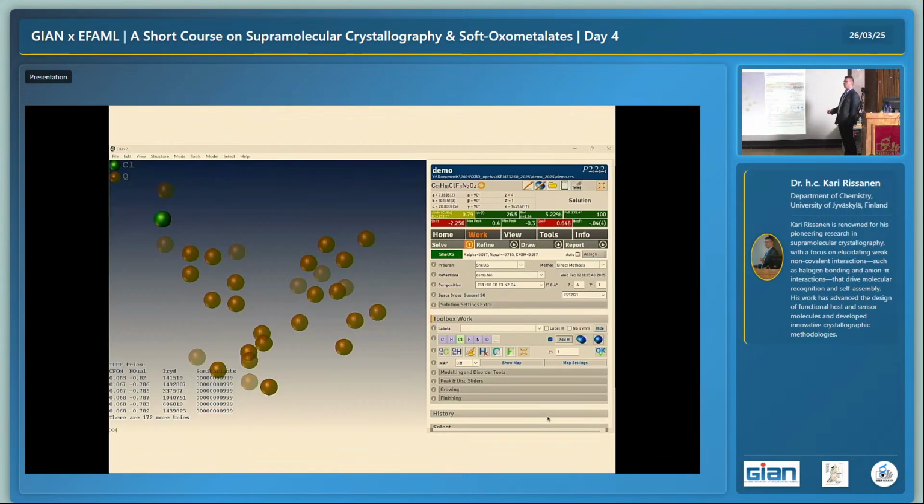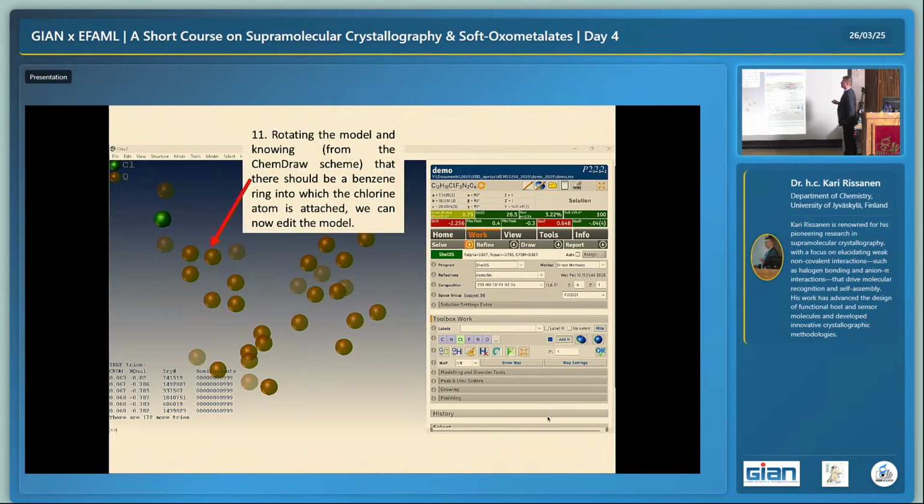Now we are back in here. Now I rotated that a bit. It looks different. It's the same blob. But now we look at a different side, and we can see that here we have a chlorine atom, which was already assigned. Now, if you look carefully, we know from the beginning that the chlorine atom should be bonded to a benzene ring. So we should see hexagonal blobs, hexagonal brown balls there. And that's the actual idea. Rotating the model, we know from ChemDraw that there should be a benzene ring to which the chlorine atom is attached.